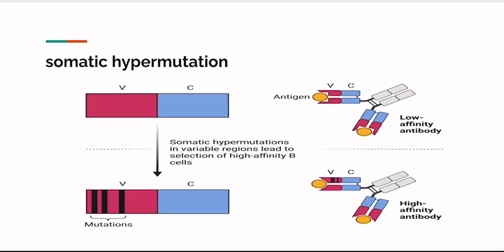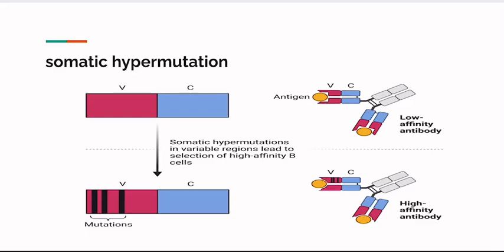Next, we'll explain the mechanism of affinity maturation. What becomes important here is somatic hypermutation. Somatic hypermutation occurs in the antibody gene. Some of the variable regions of B cells have mutations causing various affinity.